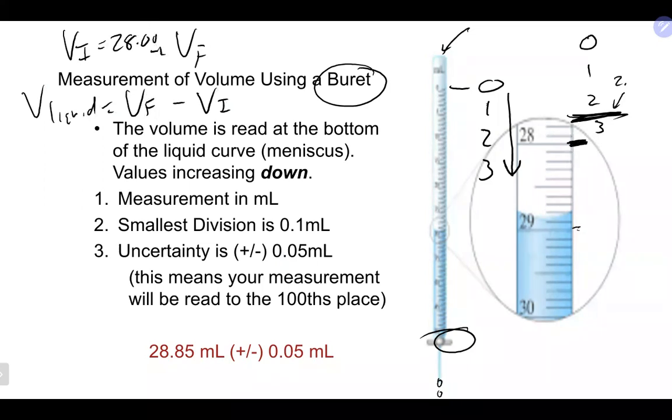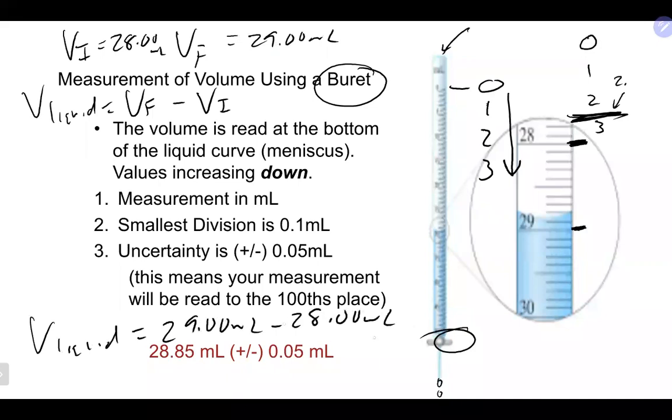And let's take a nice even number there. We ended at 29 milliliters. So our volume of liquid in this case would be 29 milliliters minus 28 milliliters. And in this case, basically 1 milliliter of solution was actually added. So we always take those 2 readings when we use a burette. It always starts at 0 at the very top. So if you fill it to the very top, it's actually 0.